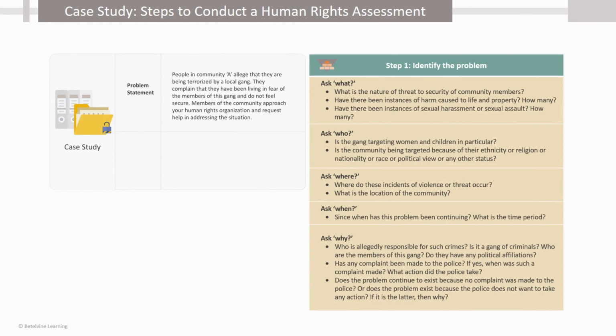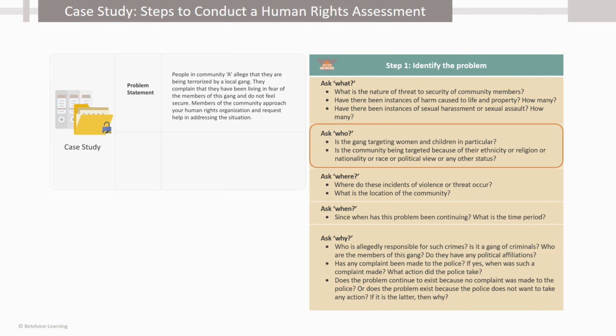Step 1. Identify the issue or problem. You will need to ask the following questions. 1. What? What is the nature of threat to the security of the community members? Have there been instances of harm caused to life and property? How many? Have there been instances of sexual harassment or sexual assault? How many?